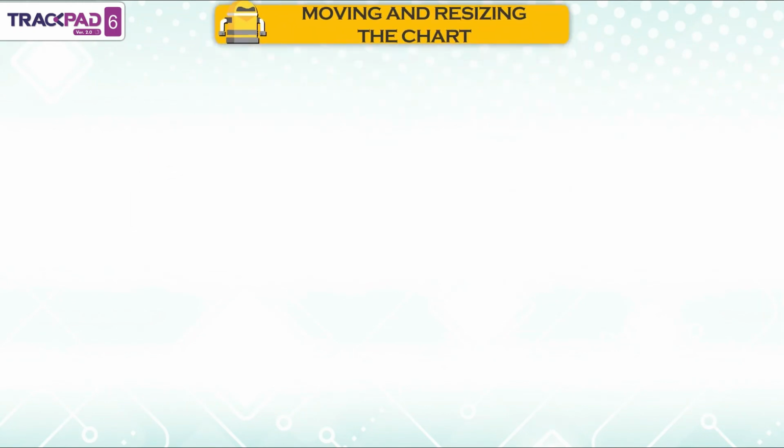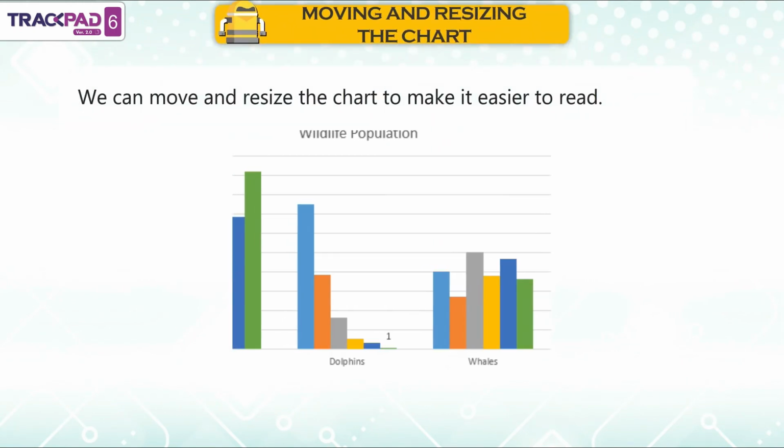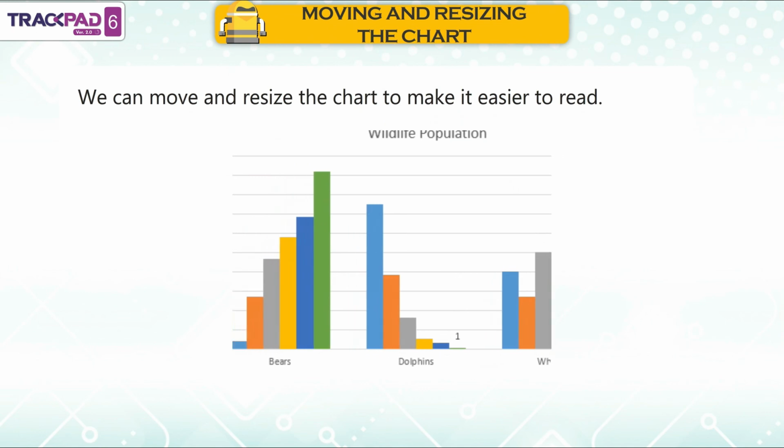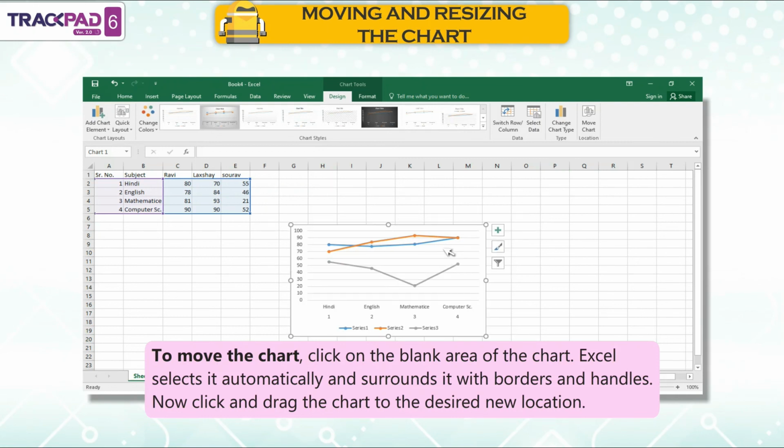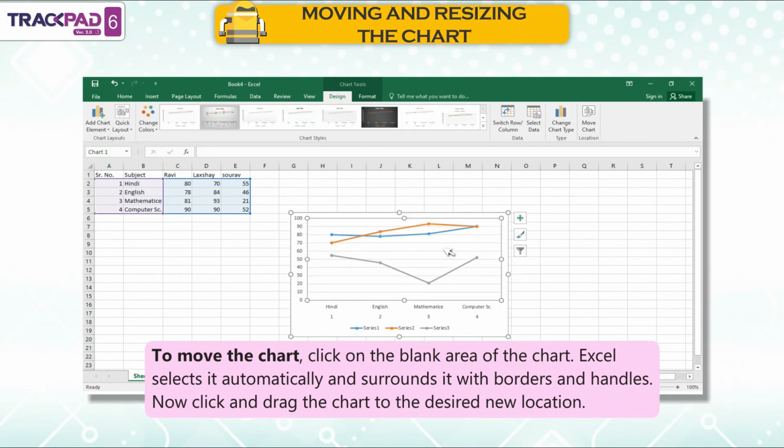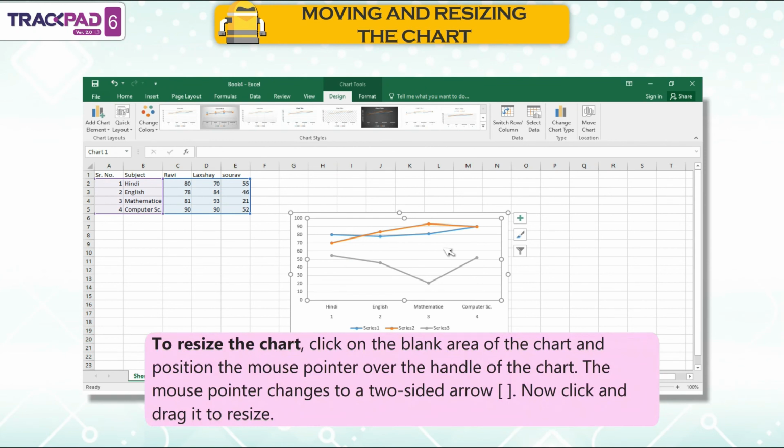Moving and resizing the chart. We can move and resize the chart to make it easier to read. To move the chart, click on the blank area of the chart. Excel selects it automatically and surrounds it with borders and handles. Now click and drag the chart to the desired new location. To resize the chart, click on the blank area of the chart and position the mouse pointer over the handle of the chart. The mouse pointer changes to a two-sided arrow. Now click and drag it to resize.